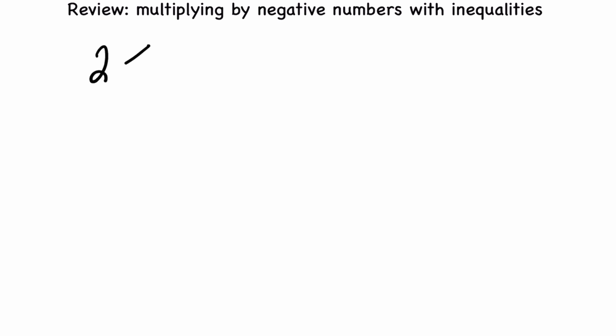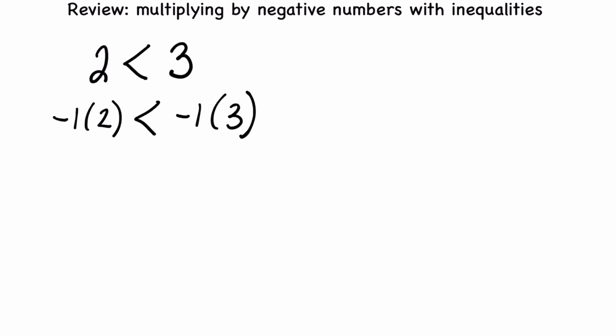I'm going to look at 2 is less than 3. It's a very simple inequality. So what would happen if I were to multiply both expressions by -1? If I did -1 times 2 and -1 times 3, now I would have a new inequality. I would have -2 is less than -3. Is this a true statement?